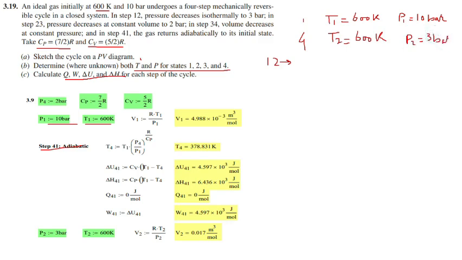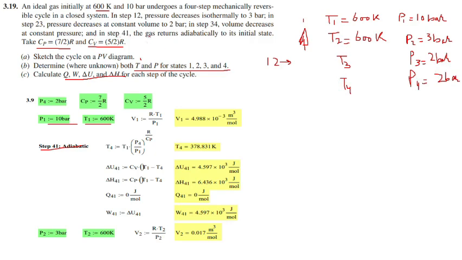Now, in step 2 to 3 pressure decreases at constant volume. So 2 to 3 is an isochoric process, and the pressure becomes 2 bar. So P3 is 2 bar, while you don't know the value of temperature. So T3 you don't know. And in step 3 to 4 volume decreases at constant pressure. So P4 remains constant, which is equal to 2 bar, while you don't know T4.